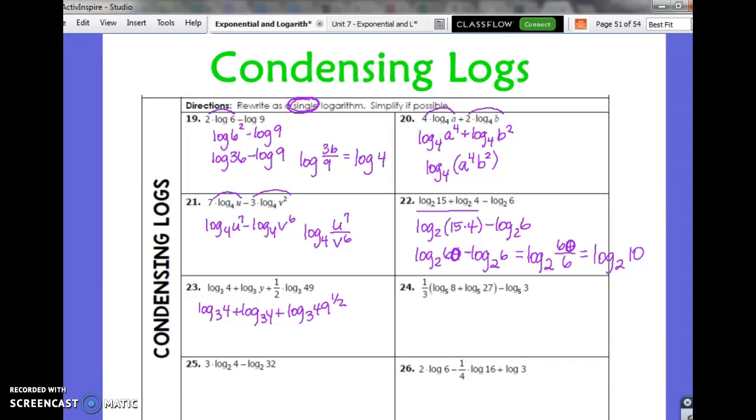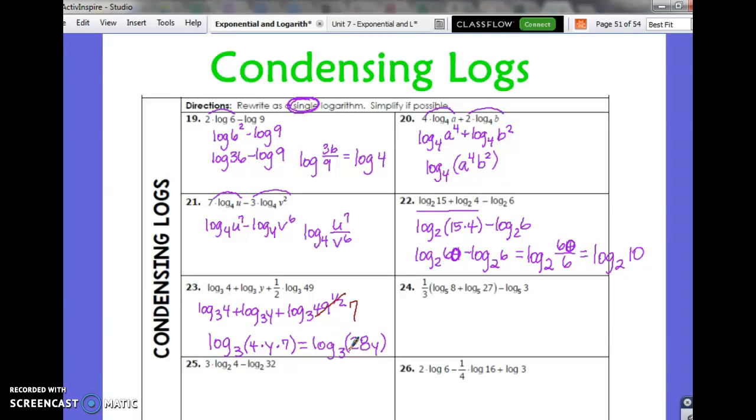And if you can go ahead and tell yourself, well, that number is really just going to be a 7, because 49 to the 1/2 power, or the square root of 49, is 7. That can maybe save you a little bit of writing along the way, because now you just have 3 logs that are being added. So to condense those, I'm going to multiply. So we'll have log base 3 of 4 times y times 7. And since you can multiply in any order you choose, that's going to be log base 3 of 28y. And again, I will usually put those in parentheses.